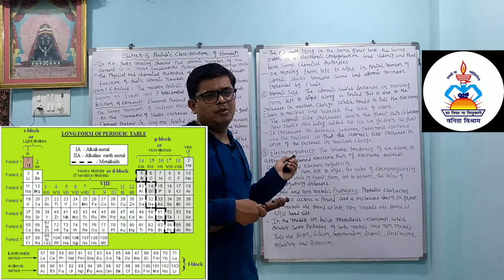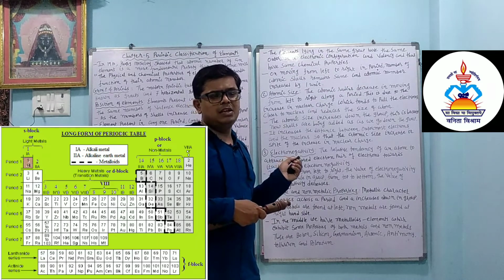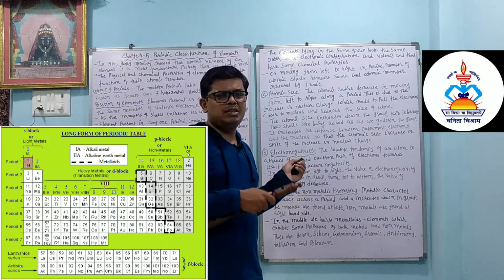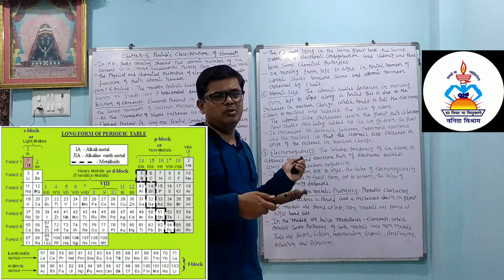We can take the example of lithium and beryllium. Lithium is 3, so 2,1, and when 1 electron is added, it is beryllium, 2,2. The electron enters into the same orbit; the electron does not enter into another orbit.